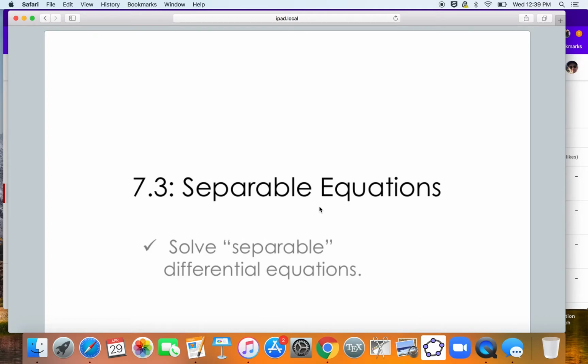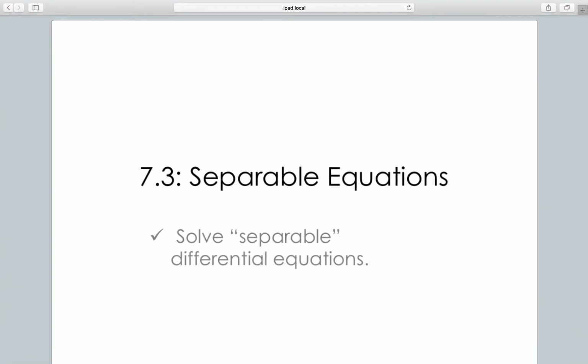All right, AP Stats. Let's do this. This is our last new content section for the year, and it's called Separable Equation. This is a technique that you can use to solve a certain class of differential equations. Remember that a differential equation is an equation that involves an unknown function and one or more of its derivatives.